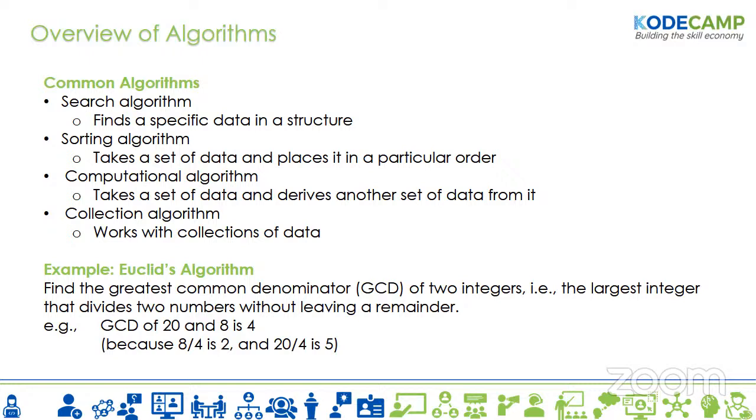So this is Euclid's algorithm, to find the greatest common denominator of two integers. How this is done is that the largest integer that divides two numbers without leaving a remainder is what will be referred to as the greatest common denominator. So for example, you have two numbers, 20 and 8.